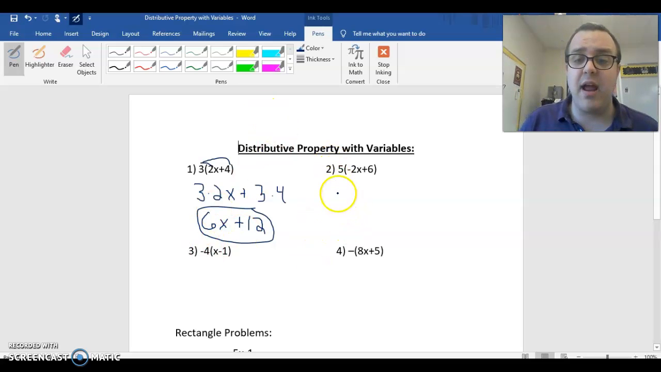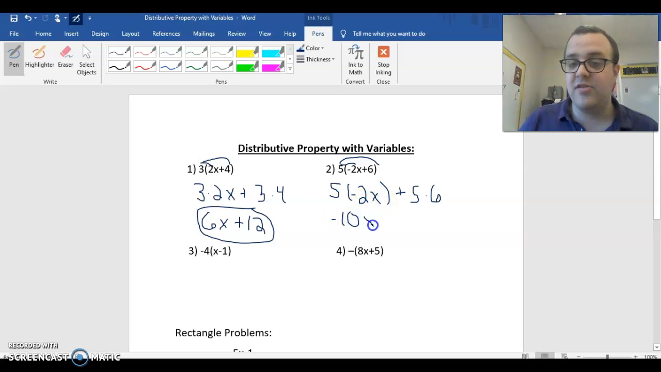Let's take a look at number 2. Here I have 5 times negative 2x plus 6. So I'll do my distributive property, draw my double rainbows. I'm going to have 5 times negative 2x plus 5 times 6. And now that I have that, I'll multiply these. 5 times negative 2 is negative 10x. Notice I just multiply those and then write the x afterwards. And then 5 times 6 is 30.